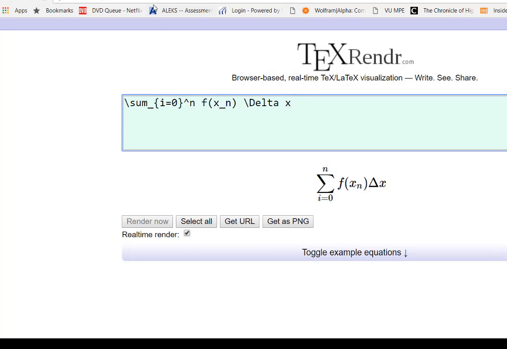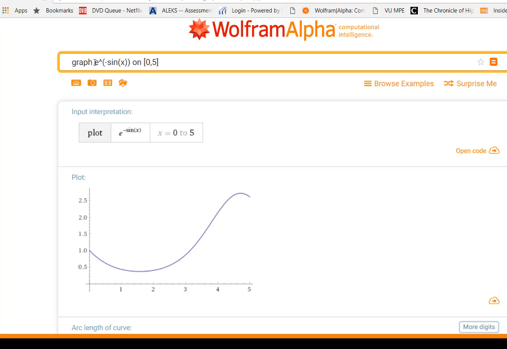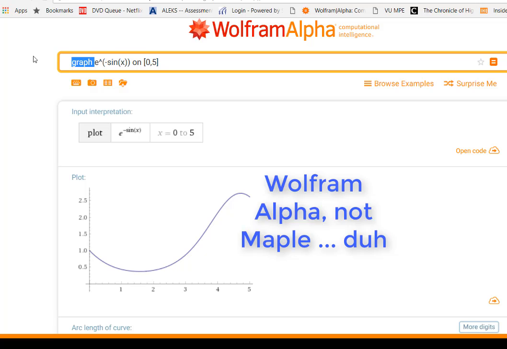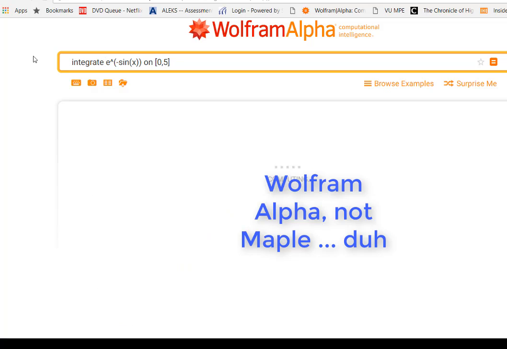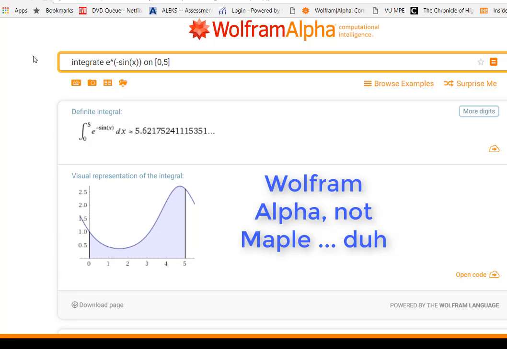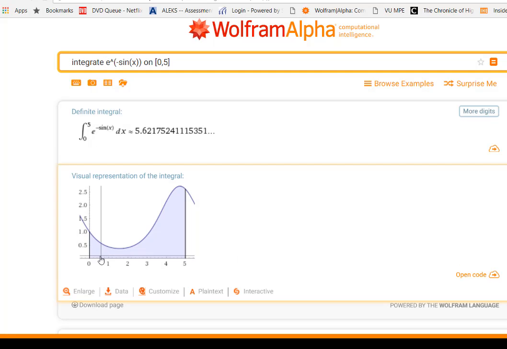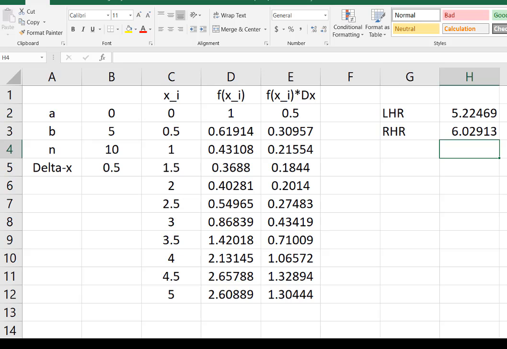Let's go over here. I'm going to pull up Maple, and I'm going to ask Maple to integrate that function on 0 to 5. And the answer is about 5.62, which is definitely in between these two values.